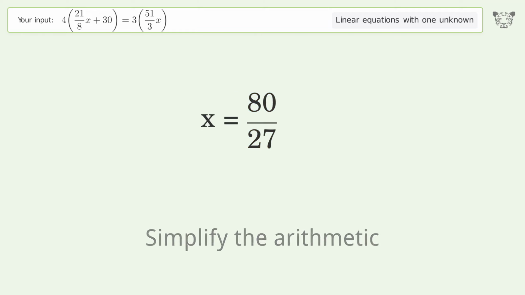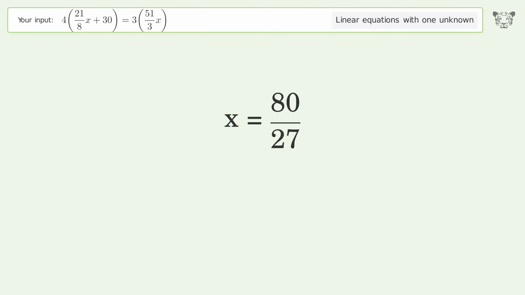And so the final result is x equals 80/27.